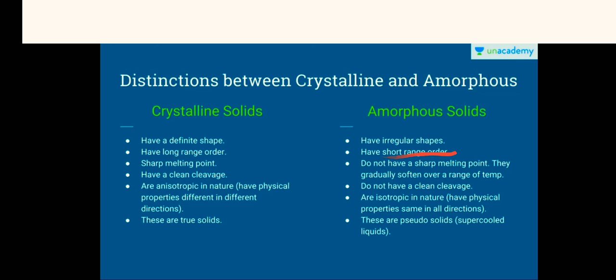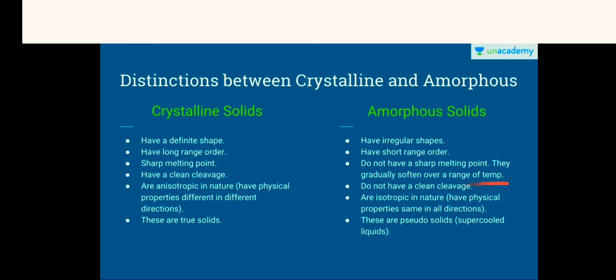Then there's another new point: crystalline solids have a sharp melting point, which means that they will immediately change into liquid at one particular temperature. Whereas amorphous solids do not have a sharp melting point. That is, they keep on melting over a range of temperature. So they will become soft, and then they will melt. So we cannot say that this is the melting point of any particular solid.